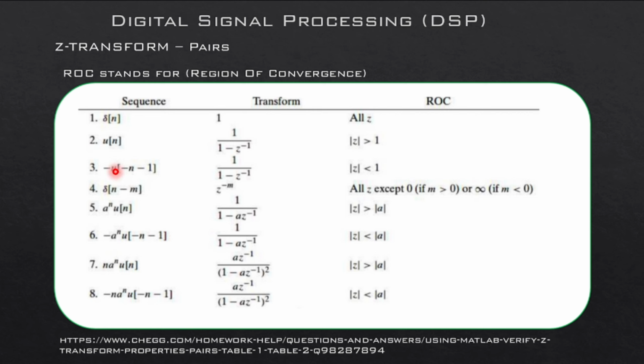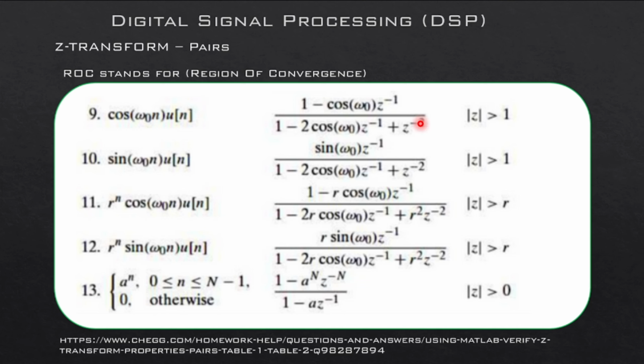Z less than 1 for minus u minus n minus 1. So you look up this table in order to resolve any problem that you get. Here are the main functions: cosine, 1 minus cosine. When you get a problem, you need to transform it using this chart, this reference. So for sine omega 0 n u n, you can transform it immediately to this form over here. Convergence is z greater than 1.